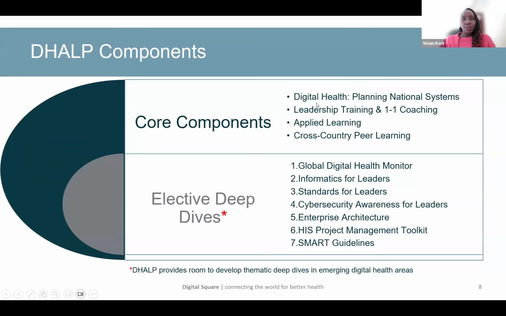So we have core components, which is DHPNS as mentioned, leadership training and one-on-one coaching, applied learning and cross-country peer learning. This is what my colleagues from Burkina Faso and Zambia will be sharing shortly on implementation of these components in the two countries. These are elective deep dives, which I've said there's room to develop based on emerging digital health areas or interests based on a country or the region.